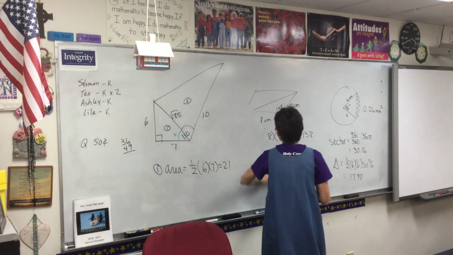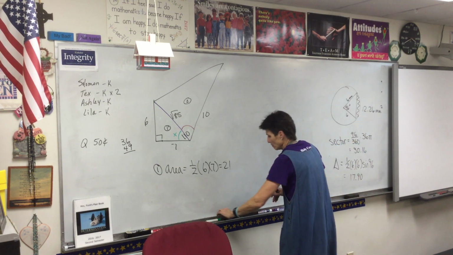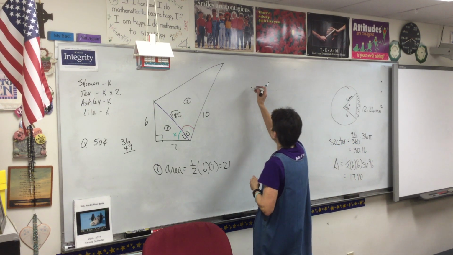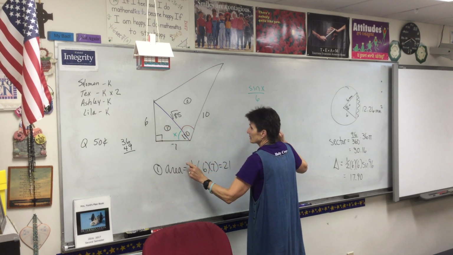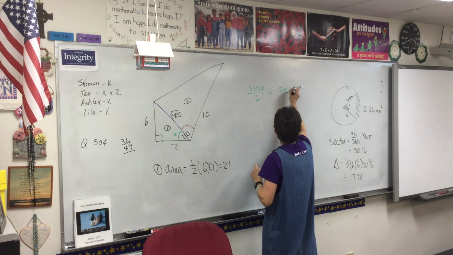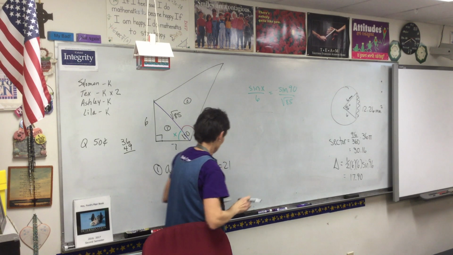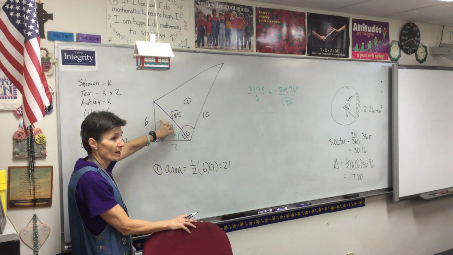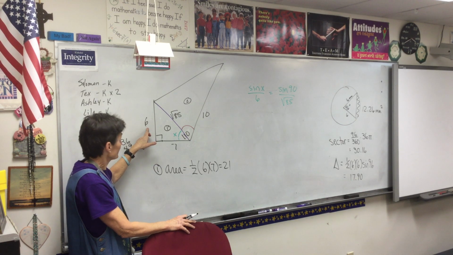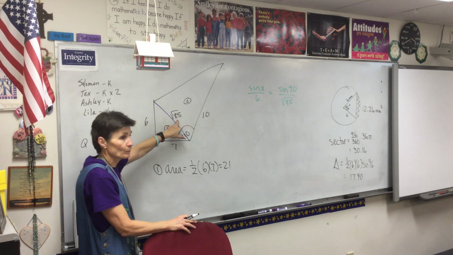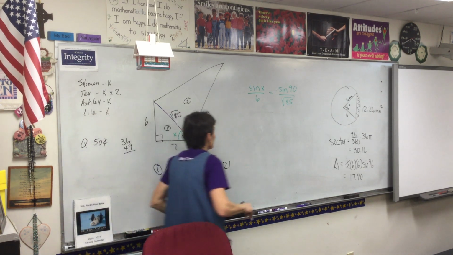I could do the law of sines. I could say for my green angle, sine x over 6 equals sine 90 over root 85. Right here in this triangle. Sine x over 6 equals sine 90 over root 85. Would you agree with that? All right, so let's do our cross multiply.